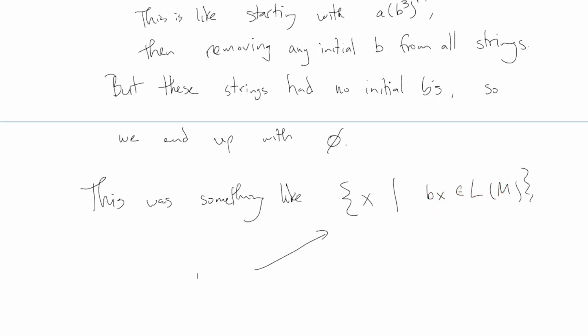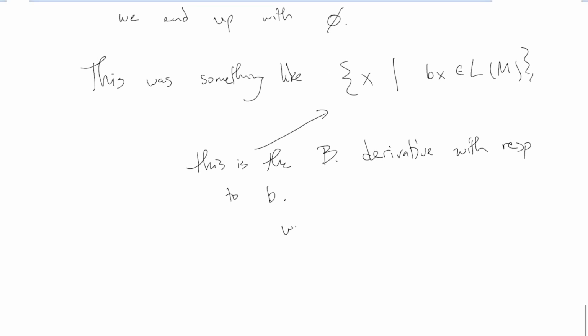Anyway, this is called the Brzozowski derivative with respect to b. And we write it like this. Everybody likes to write the derivative with respect to b of the language.